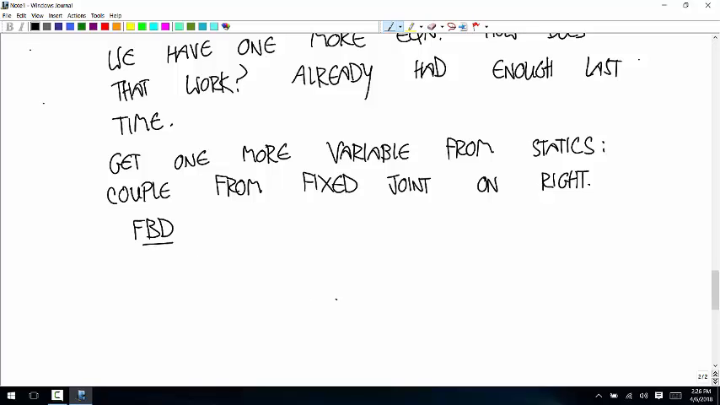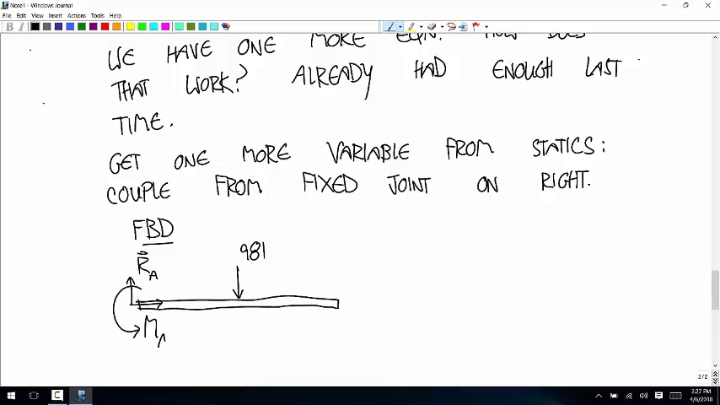So when you do the statics, the free body diagram now, we have the downward force of 981. Over here you have RA and MA. And now over here you have RB and MB.